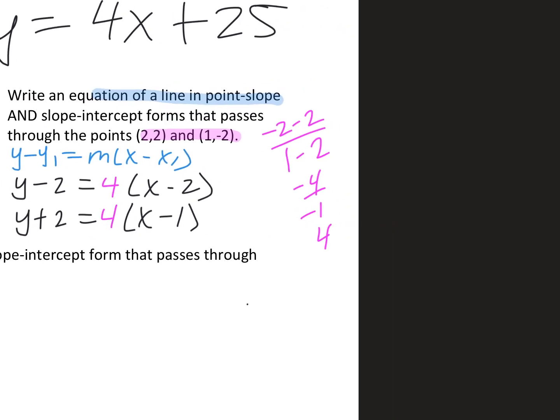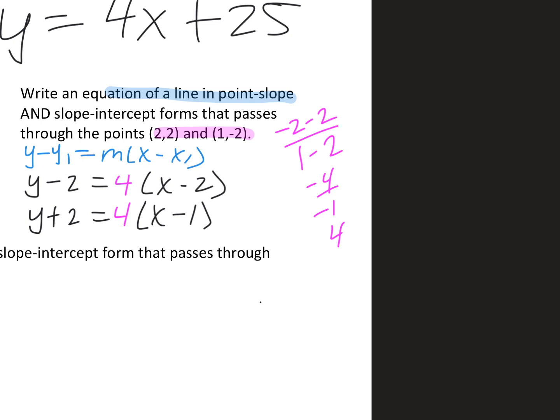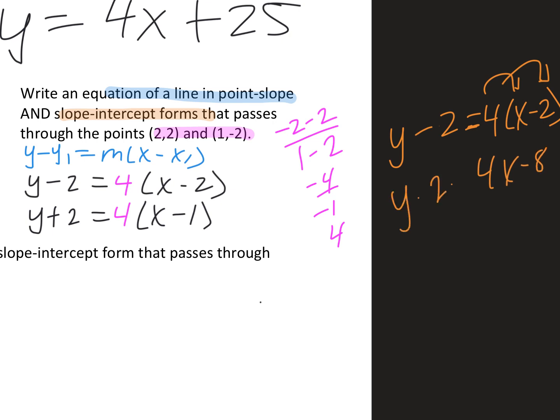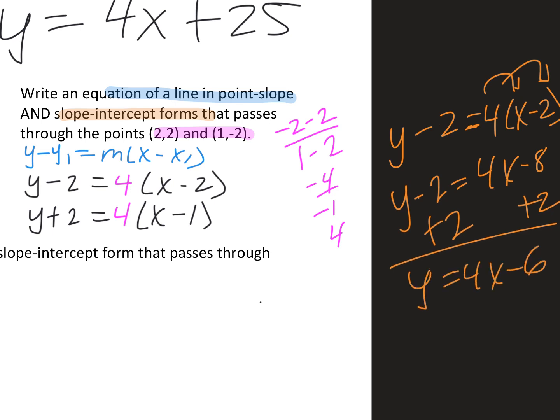Then finally, it also asks for slope-intercept form for this one. So we've got to take one of those point slope equations. Again, it doesn't matter which one. You will get the correct answer either way. And we need to distribute, because there's no parentheses in slope-intercept form. And then we need to add 2 to both sides. So we get y equals 4x minus 6.